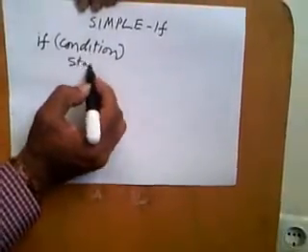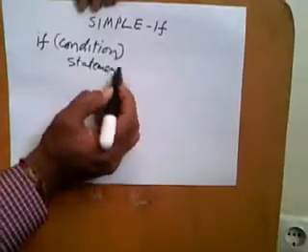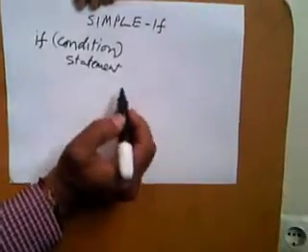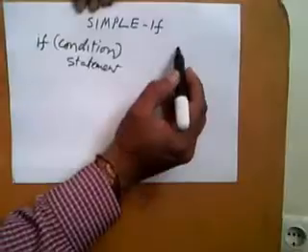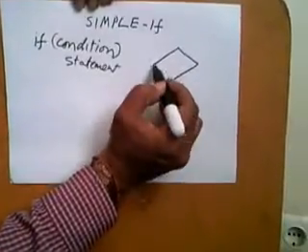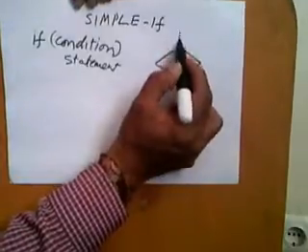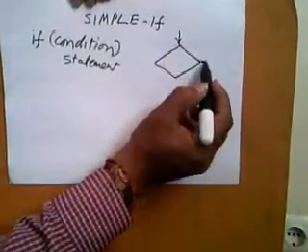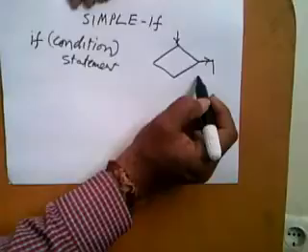statement. So this is the simple syntax and the flowchart for representing it. The flowchart gives an idea about how the if statement is executed.